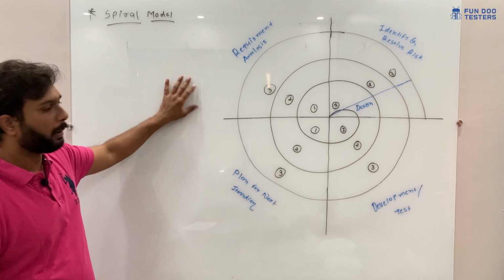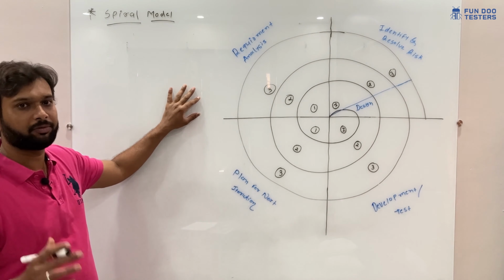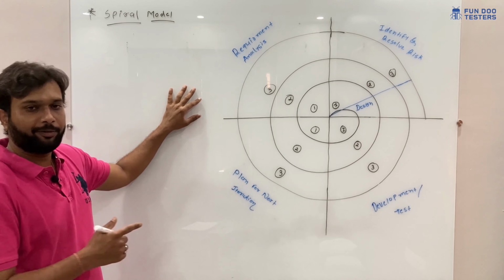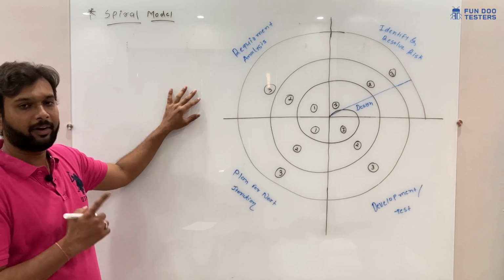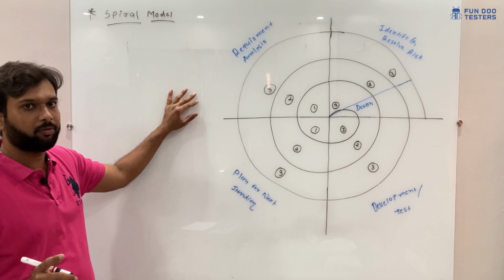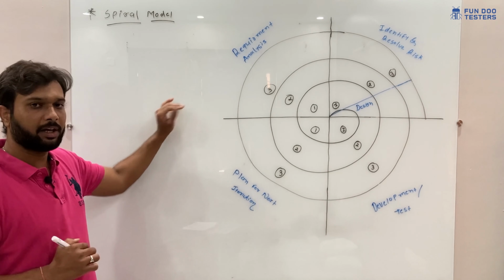This is how the spiral model looks. If you remember how the waterfall model looks. If you haven't watched the previous video, you can find it in the description section or on the card. Before this, I request you to watch and understand the waterfall model, so it will be easy to understand the spiral model. So let's start with the spiral model.